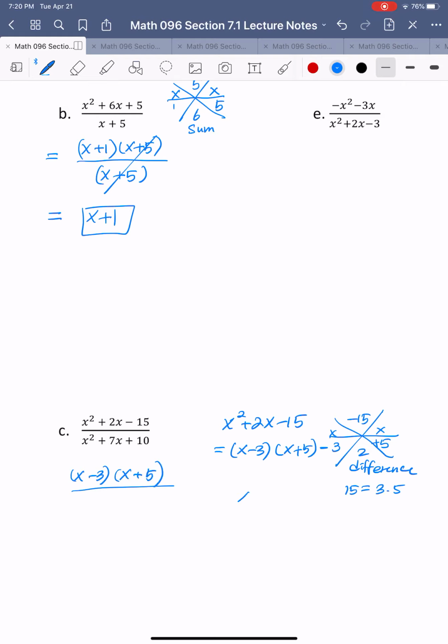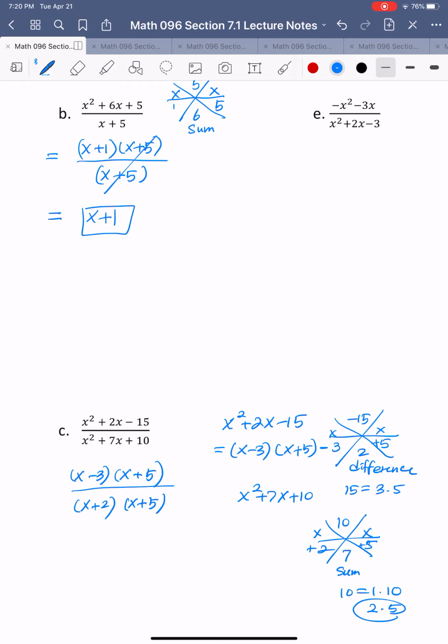And the denominator, we have x squared plus 7x plus 10. Another x factor because it's a trinomial. So 10 and 7, which is the sum. 10 has 1 times 10, which is 11, and 2 times 5, which is 7. So 2 and 5, plus, of course. So you get x plus 2 times x plus 5. And then x plus 5 is a common factor, so you get x minus 3 over x plus 2. You can keep the parentheses if you want, but you don't have to.